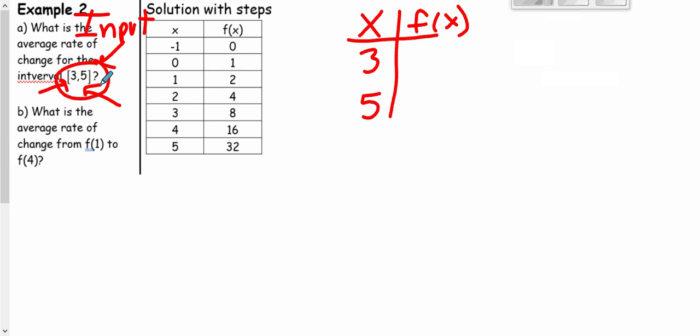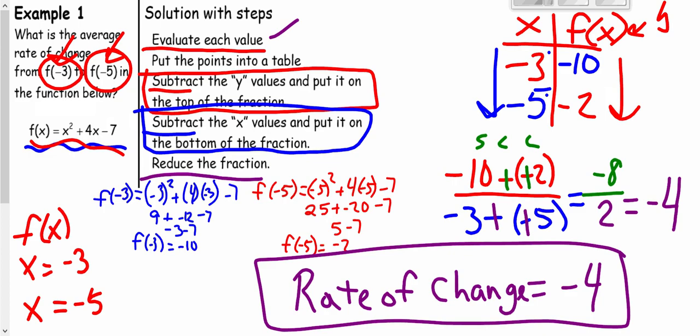So then I've got to evaluate it. So when I'm looking at the table, I'm going to look for 3, and I found the point 3, 8, so I'm going to put the 8 into the table. Then I've got to look for 5, so I have 5 and 32. So think back to our steps. I've got the points in the table, so I'm going to subtract my y values, and then I'm going to subtract my x values on the bottom.